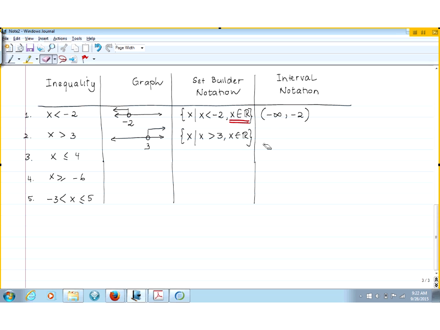What's your smallest solution here? Well, negative infinity is not part of your solution, right? When you say x is greater than 3, what is the smallest solution? 3, but does it include the 3? No, so we will use parentheses. 3 to infinity. Does that make sense? Okay. Now, can you try numbers 3, 4, and 5, please?